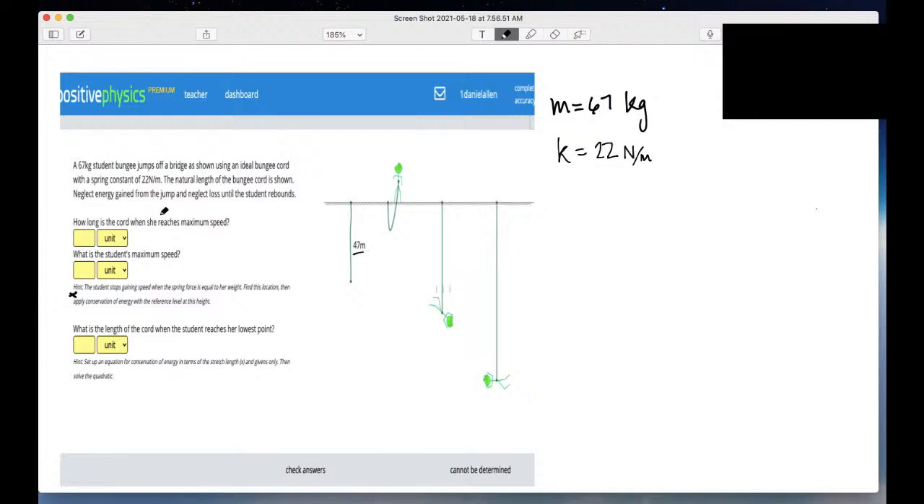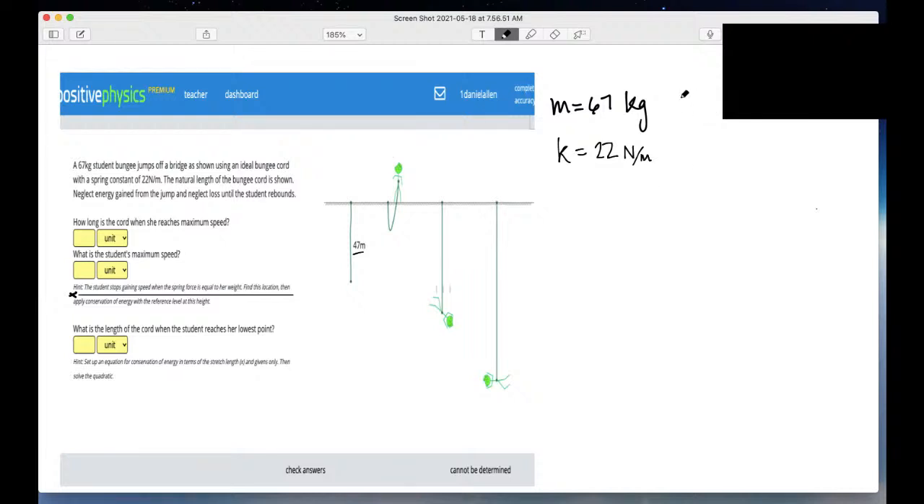Neglect energy gain from the jump and neglect loss. Well, how long is the cord when she reaches maximum speed, and what's the student's maximum speed? Well, right here, this hint is given. Let me draw a straight line under here. There we go. Student stops gaining speed when the spring force is equal to her weight.